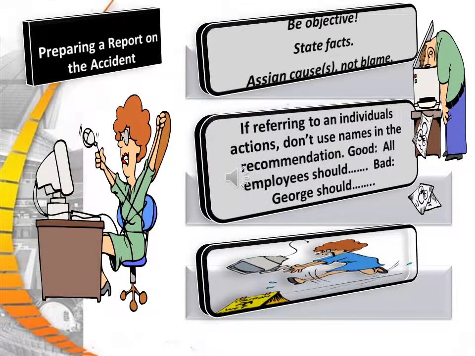One of the hardest things to do on a final report is to be objective. Simply state facts. Assign causes, not blame. If referring to individual actions, don't use names in the recommendation. Say "All employees should," not "Bad George should."